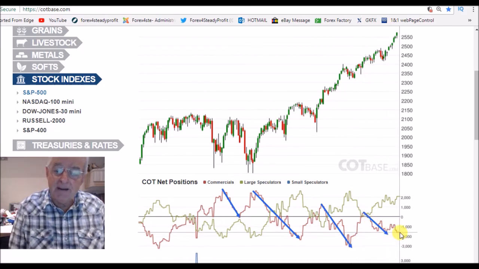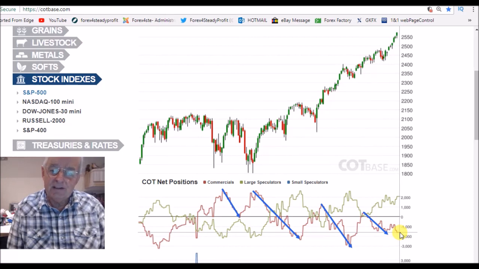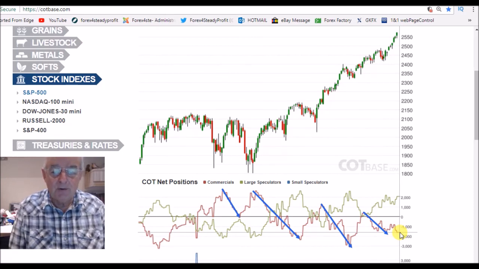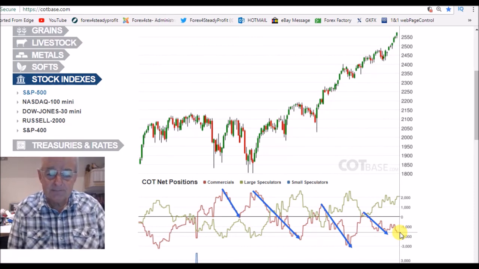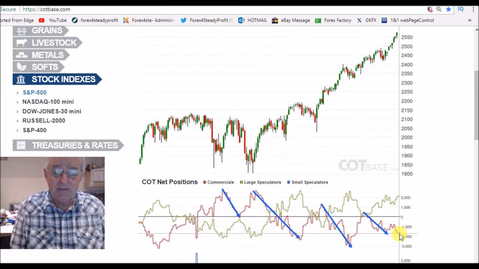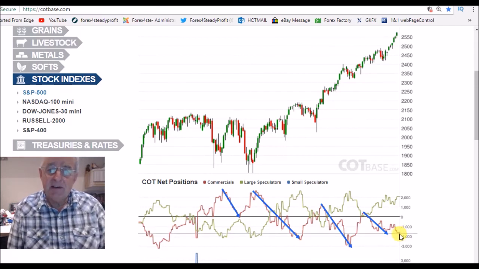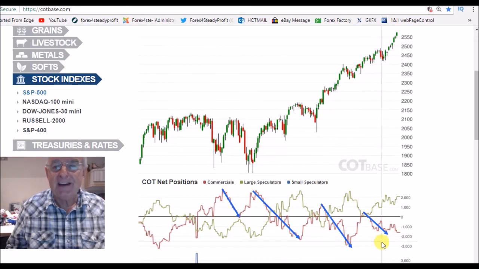But where we are at the moment is I really think we're looking for a pullback from here. We're in quite a bearish position, and well, we'll see how that goes.